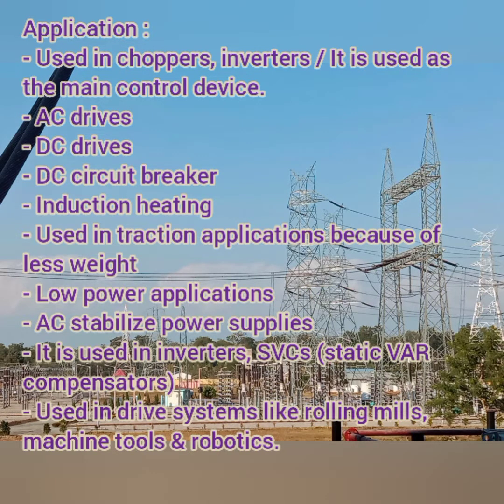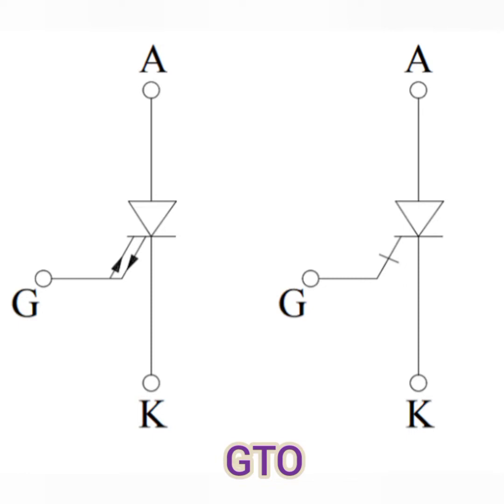So it is commonly used in chopper inverters and main circuits, then AC drives and DC drives, then low power applications, then for AC stabilizing power supplies, and also in industrial areas such as rolling mills and machine tools, and also for robotics. So these are all the main applications of the GTO. Nowadays, the GTO is further upgraded as a MOSFET type of turning off, and also an emitter type of turning off. This is your common symbol of the GTO circuit.